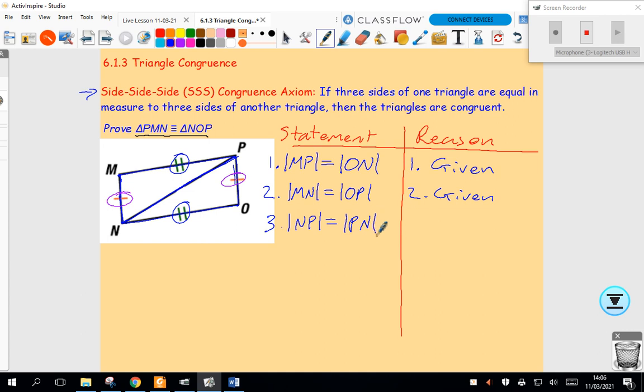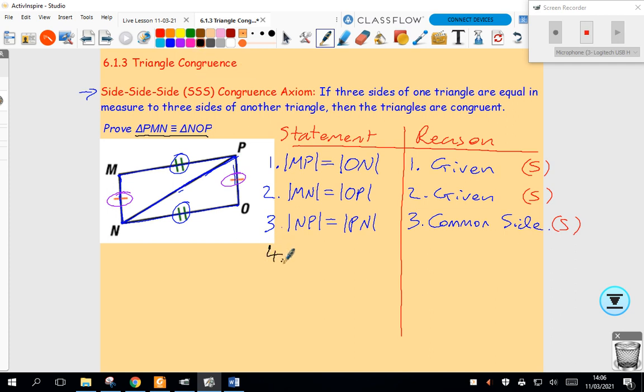And so on the top triangle, if I'm calling that line segment NP, well then in the bottom triangle I should be calling it line segment PN, because we're keeping corresponding parts in the same place. And the reason, well, that's not given, but what we have is something called a shared or a common side. So my reason is that this is a common side. One thing I'm going to note: we've proved that one pair of sides are equal, and another pair of sides are equal, and another pair of sides are equal. And now we're ready to make our conclusion.